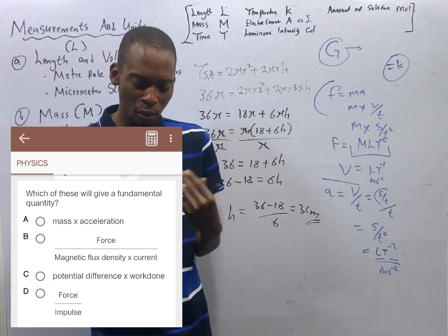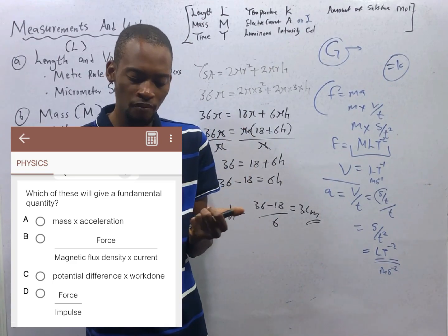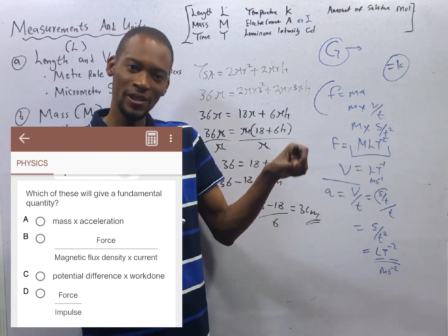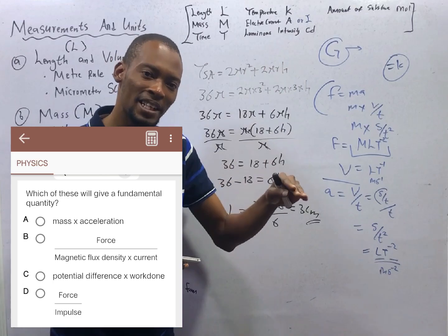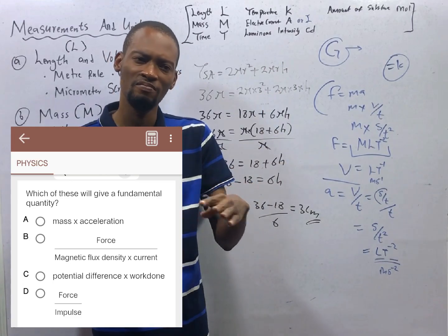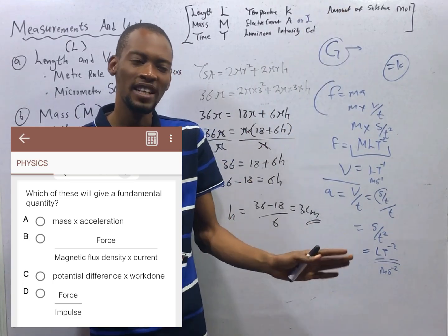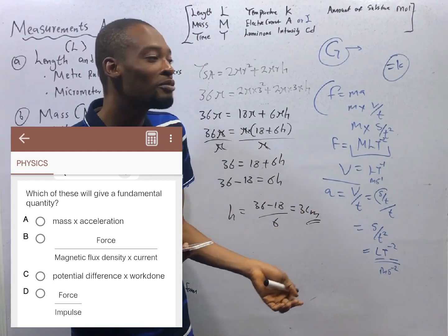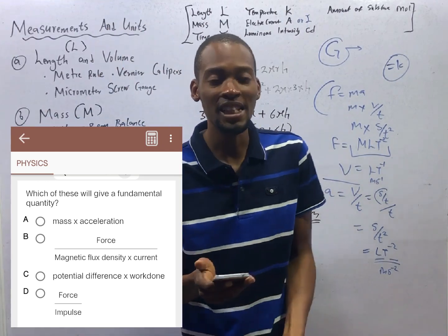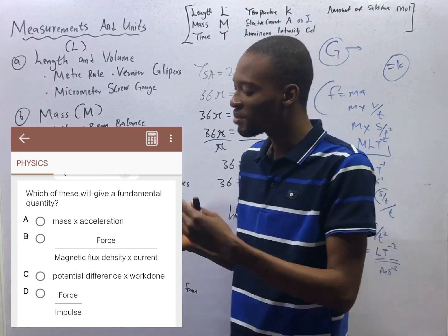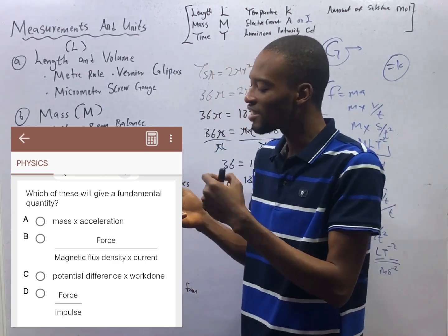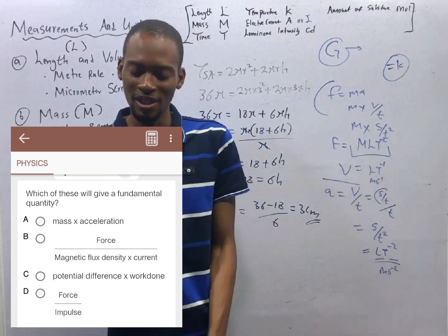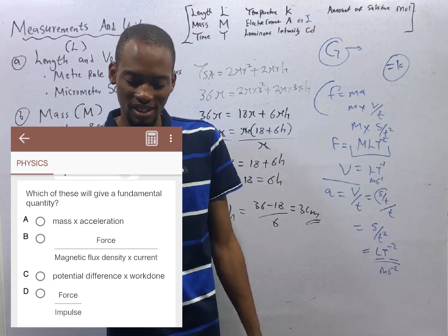You go to another simple one. Option D says force over impulse. Force is F, impulse is force times time. Force divided by force times time. Force cancels force. We are left with 1 over time. That is a fundamental quantity. So option D will give us a fundamental quantity. Starting from the simple ones to difficult ones, no need to check B and C. Since D is fundamental, the rest can go to wherever they want to go to. So we've gotten our answer to be option D.